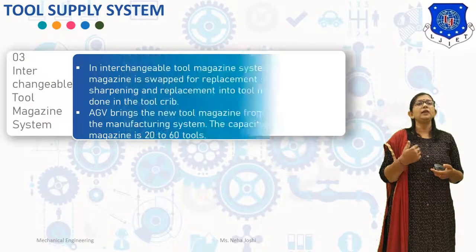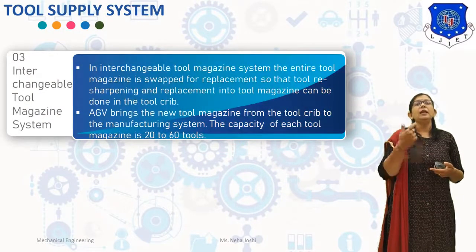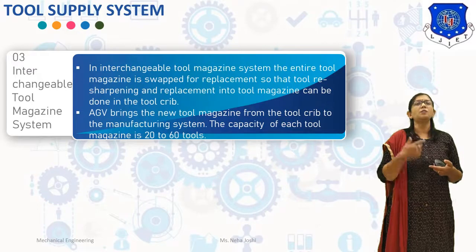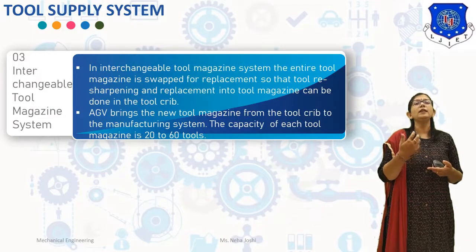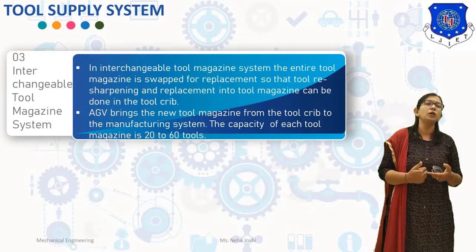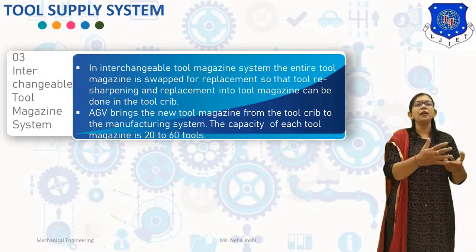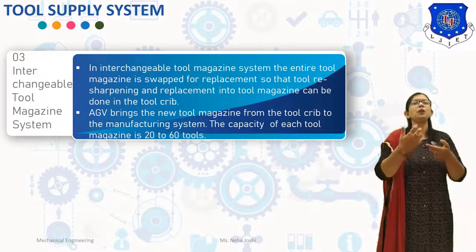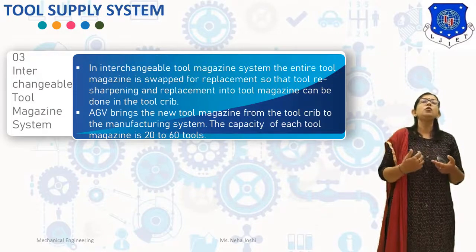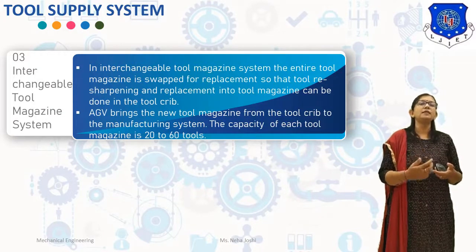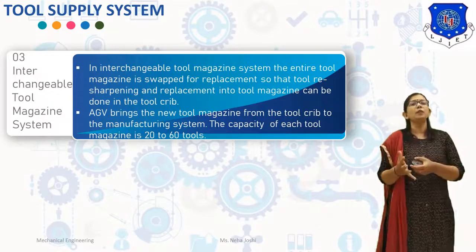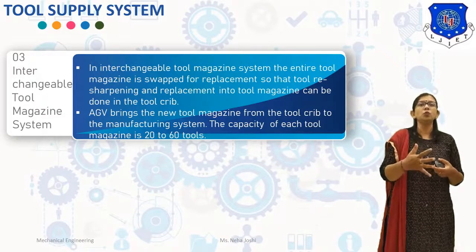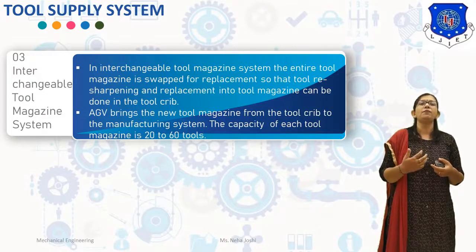The next one is interchangeable tool magazine system. In interchangeable tool magazine system, the entire tool magazine is swapped for the replacement so that the tool resharpening and replacement into the tool magazine can be done in the tool crib. The automated guided vehicle brings the new tool magazine from the tool crib to the manufacturing system. The existing tool magazine of the manufacturing system is interchanged by the new tool magazine. The automated guided vehicle takes back the old tool magazine from the manufacturing system to the tool crib for the resharpening and replacement of the tool.